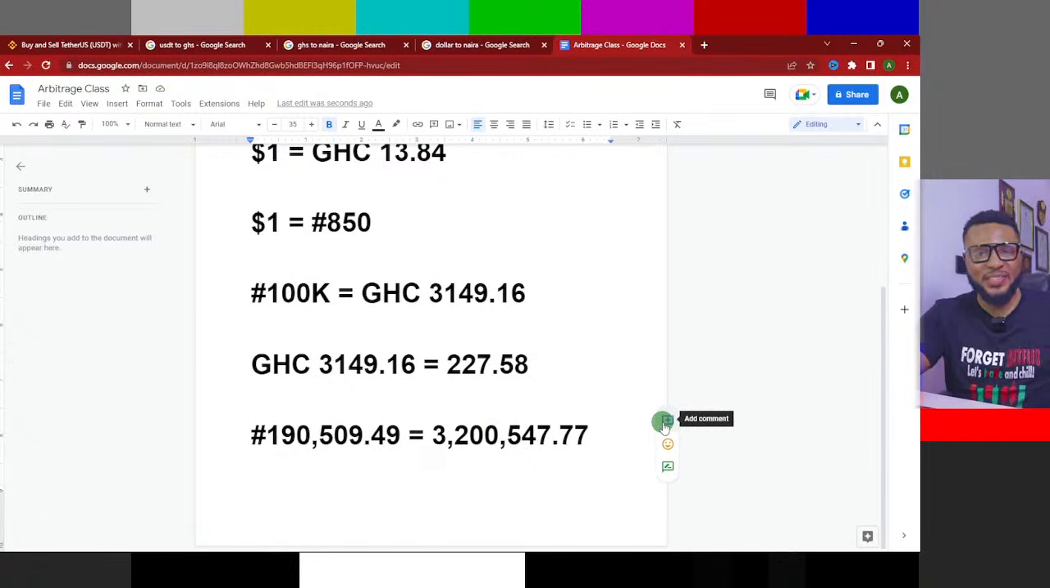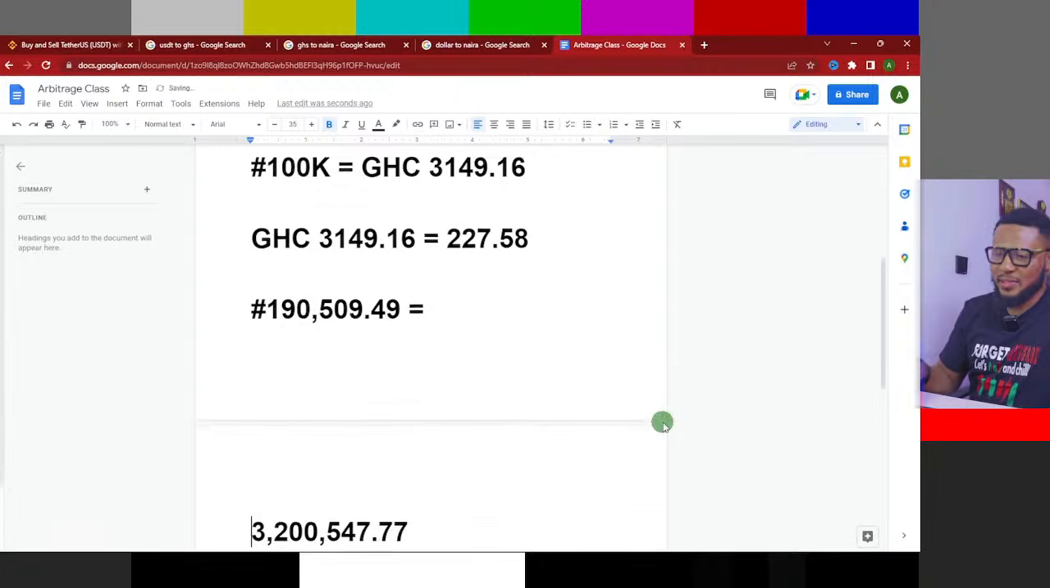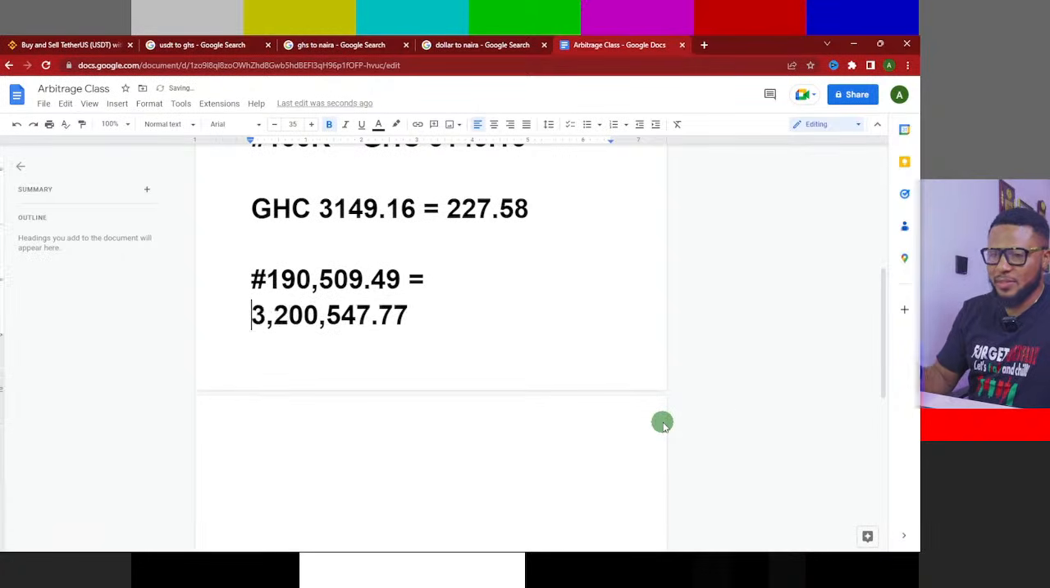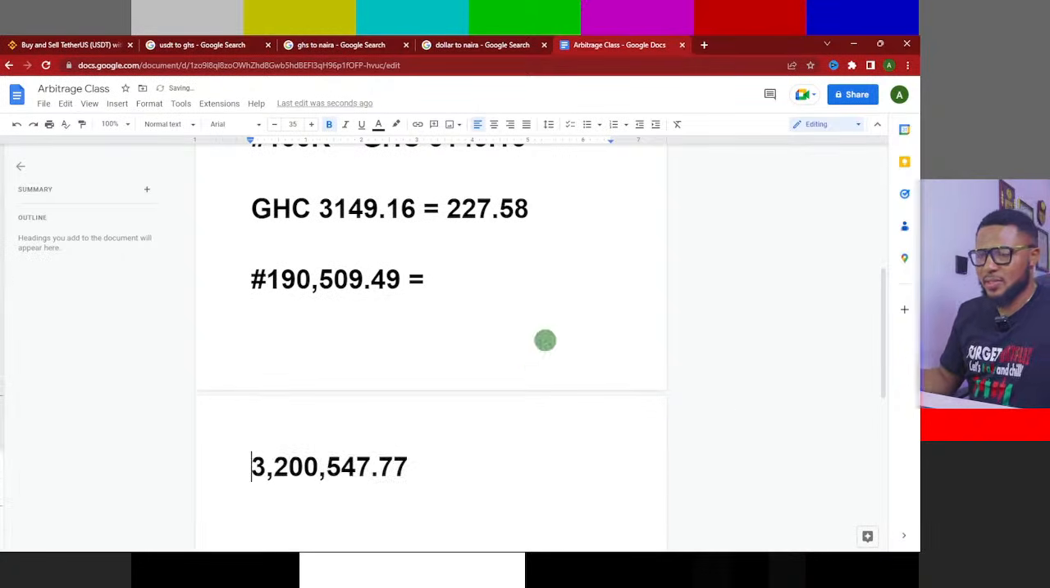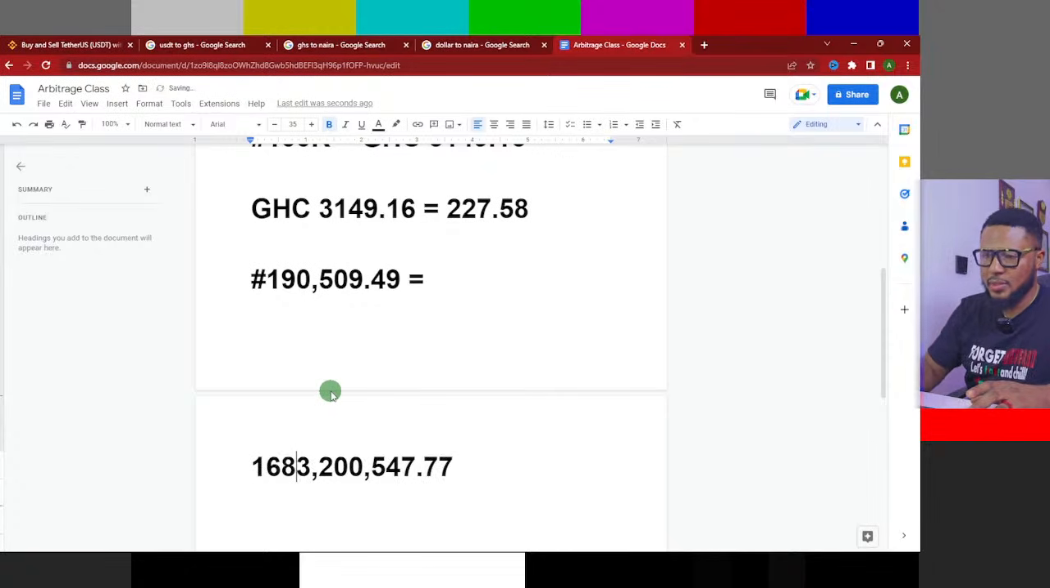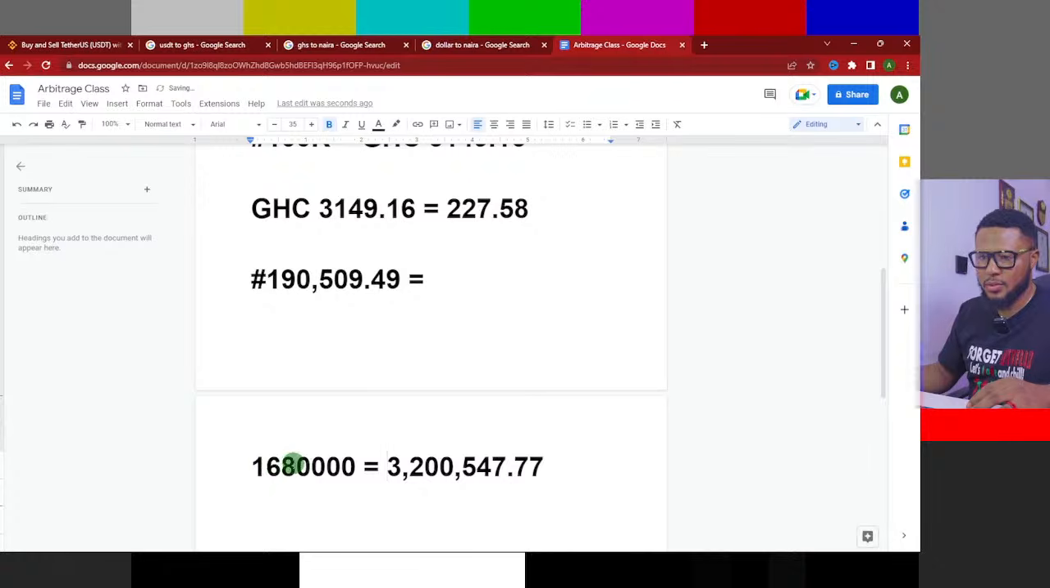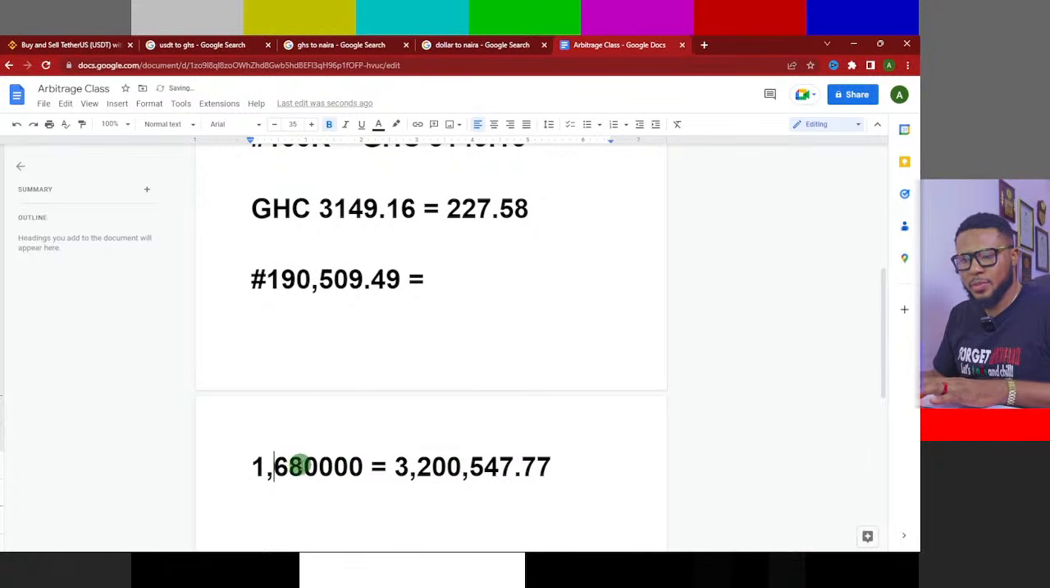This is for just one transaction. Okay, not this. This is what gave birth to this, 1,680,000. So 1,680,000 is equal to this.